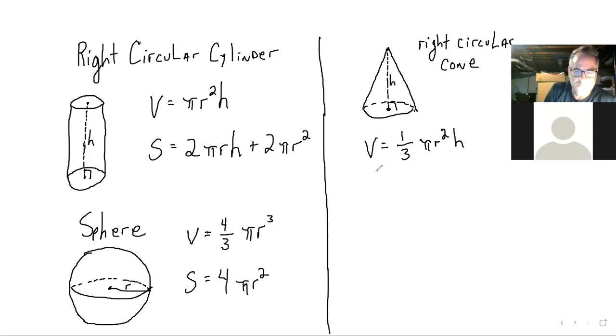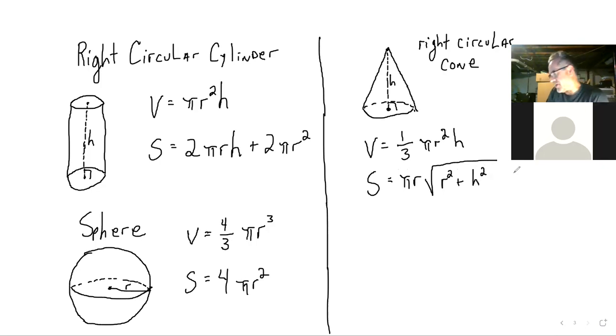So surface area of the cone really looks weird. So I'm just going to write it down, then we'll kind of talk about it. And it's this: pi times r times the square root of r squared plus h squared, and then plus pi r squared. That gives you your surface area of the entire cone.